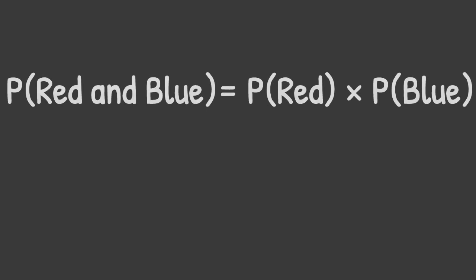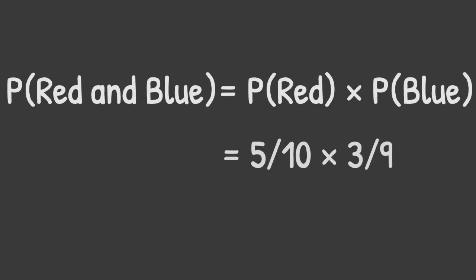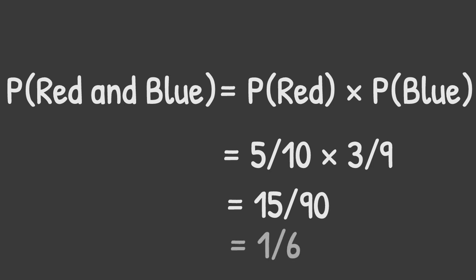Next, you input your results for the two events into your formula. 5 multiplied by 3 will give us 15. 10 multiplied by 9 will give us 90. 15 into 15 will give us 1. 15 into 90 will give us 6. You can decide to leave your answer in this way, or you can divide it. When you divide it, you have approximately 0.17.